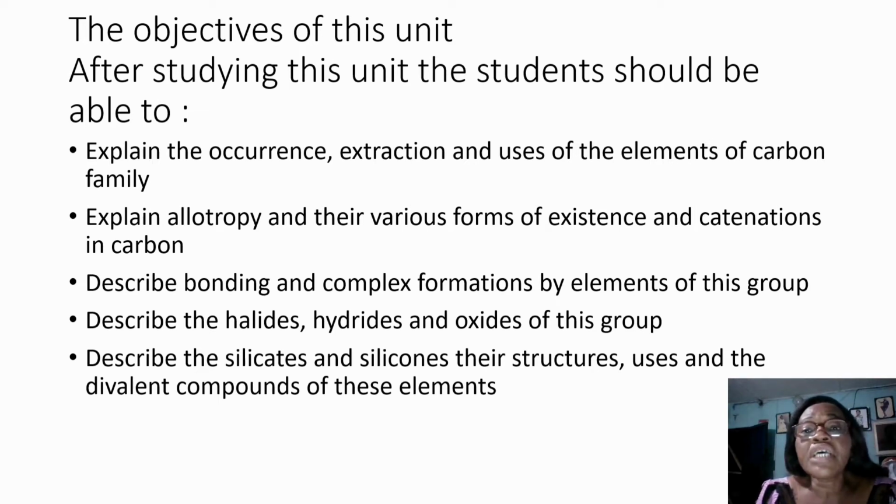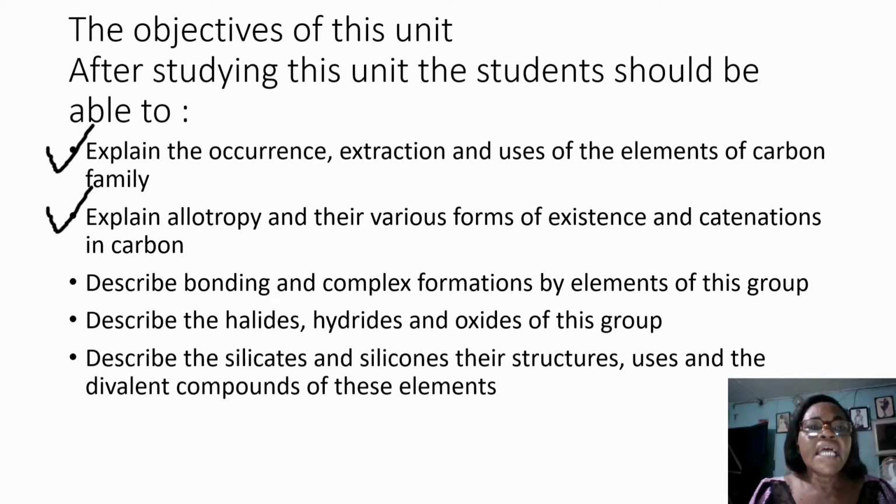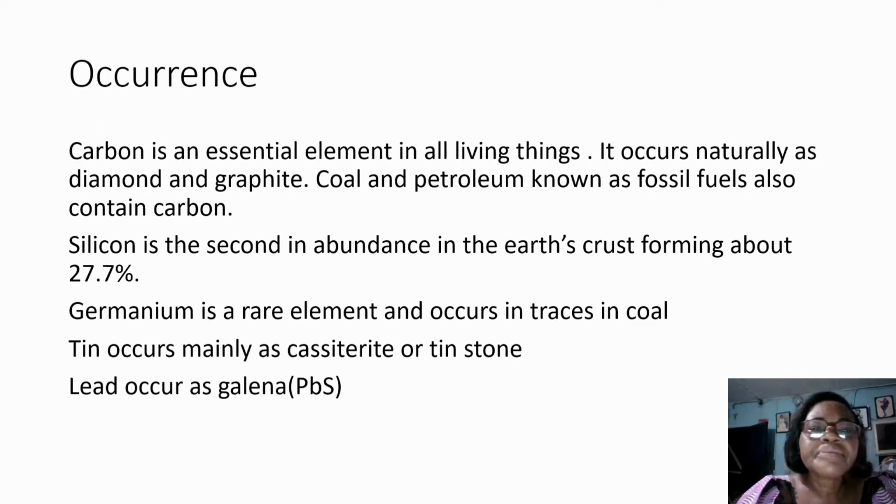After studying this unit, the students should be able to explain the occurrence, extraction, and uses of the elements of the carbon family; explain allotropy and their various forms of existence and catenation in carbon; describe bonding and complex formations by elements of this group; describe the halides, hydrides, and oxides of this group; describe the silicates and silicones, their structures, uses, and the divalent compounds of these elements.